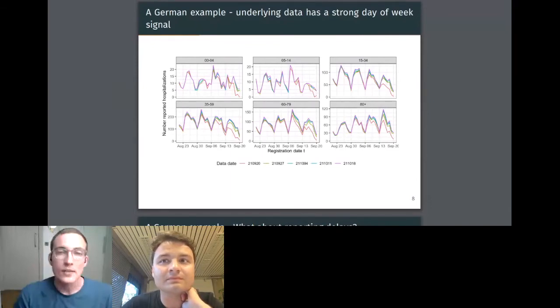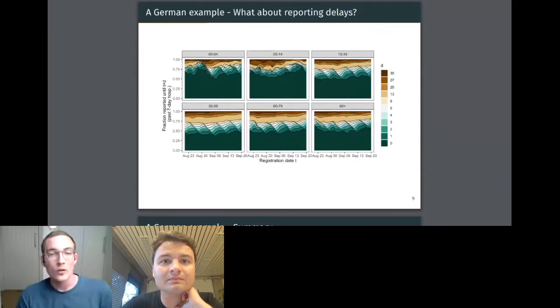This is another way of looking at it. You can see that the delays are quite extended. So there's a not insignificant amount of cases that are reported at 30 days. And also it changes over time, it changes by age. So those are things we need to consider.